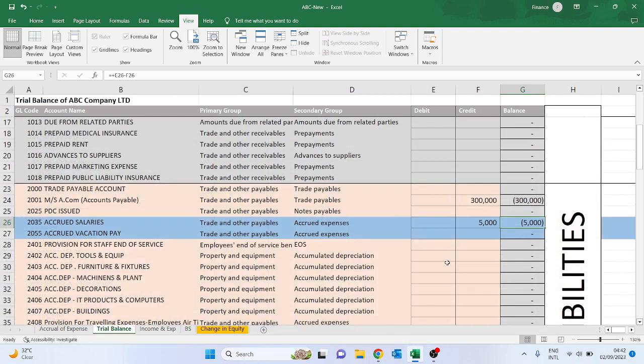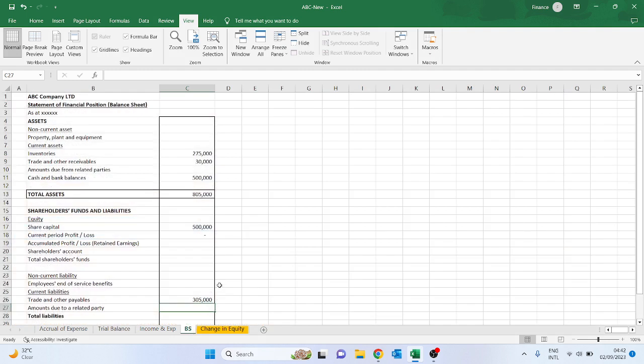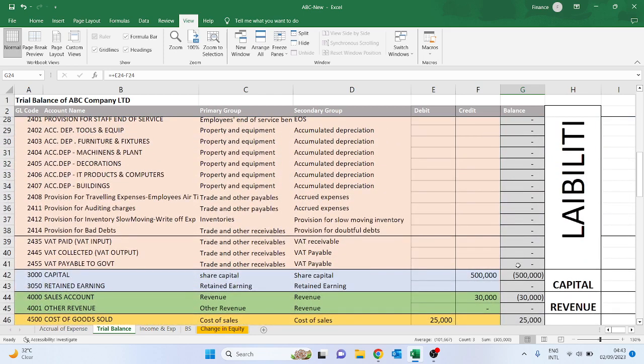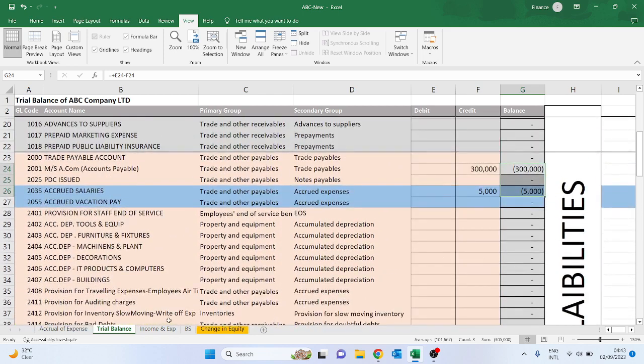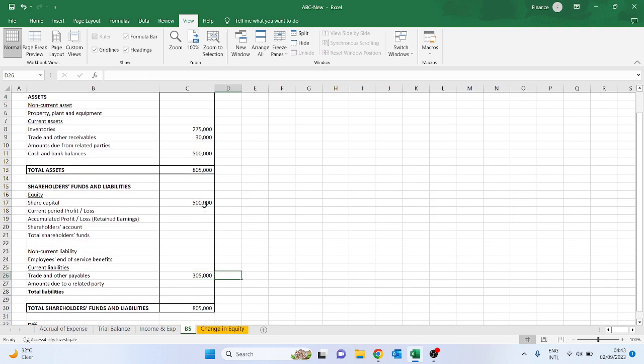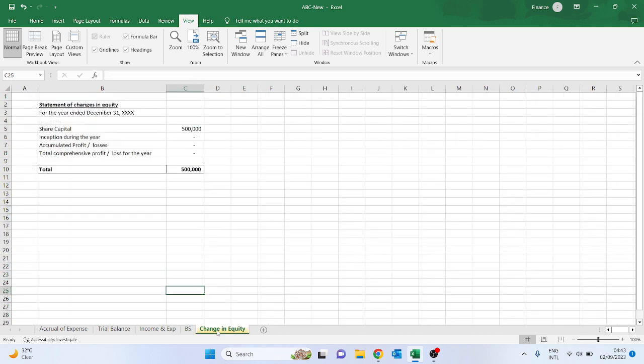I think you understood the basic concept of accruals. Here the balance sheet shows trade and other payables 305,000 total. How did it come? These two. There are no other liabilities here, so you can see 305. Other than capital, we don't have any other liabilities yet.